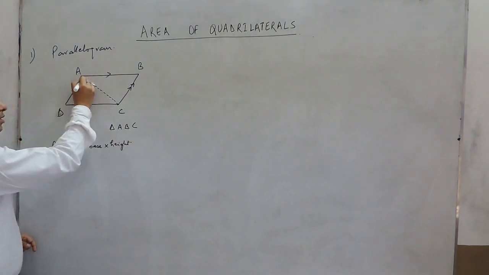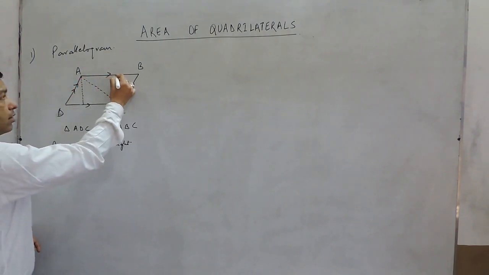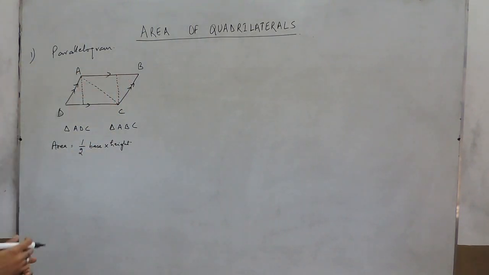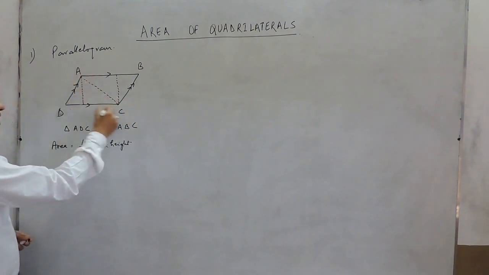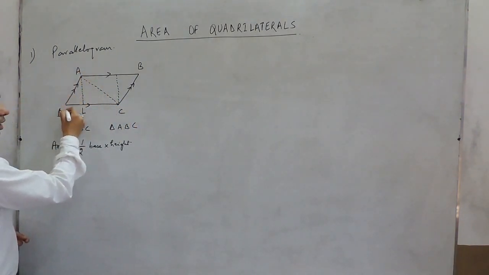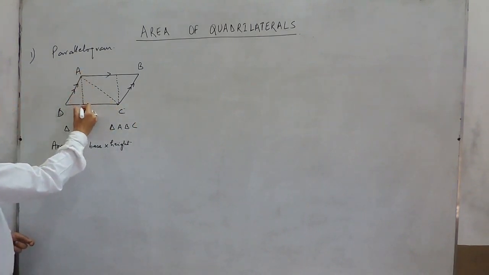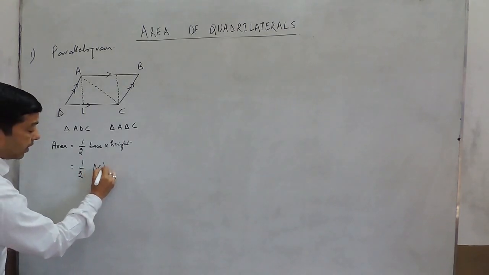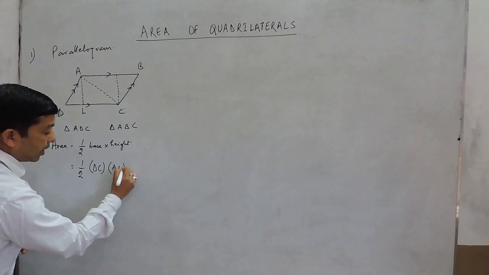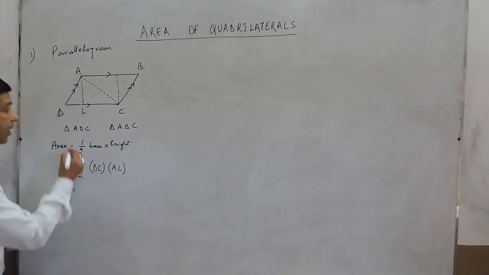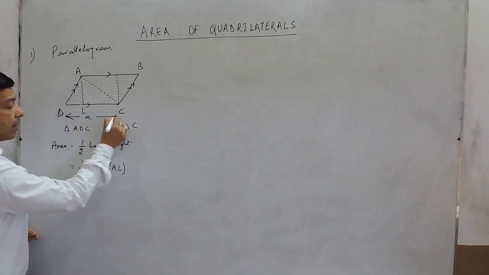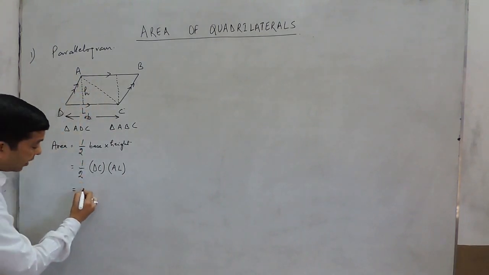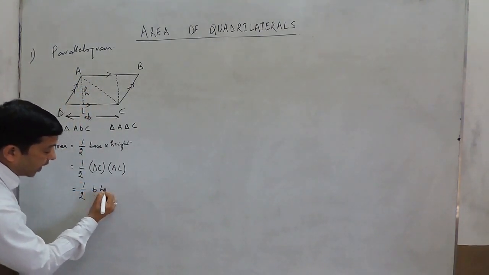In this case, this is basically the height. What we can say is that it is the distance between the two parallel lines. So in the first triangle ADC, the area will be half, the base is DC, multiplied by the height AL. This can be written as, when the length of the side is given as B and the height is represented as H, half B into H.